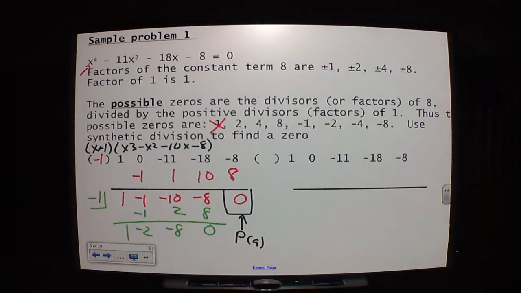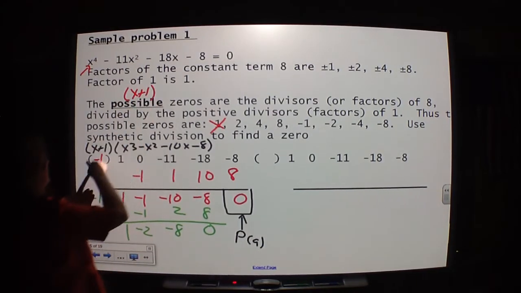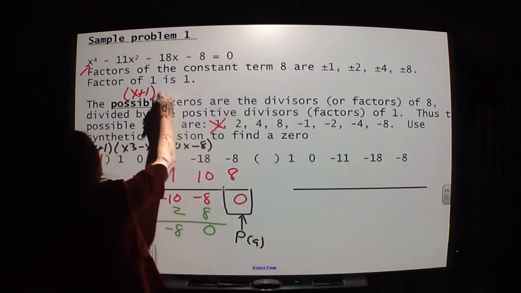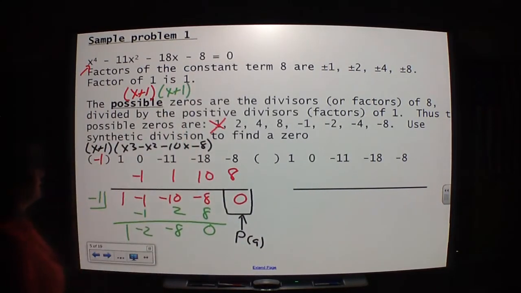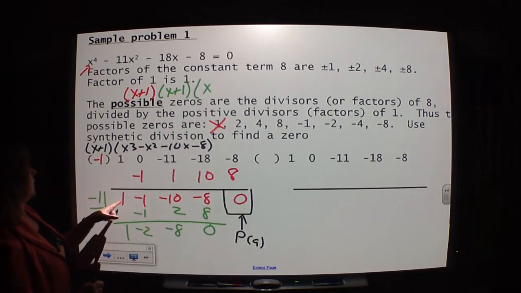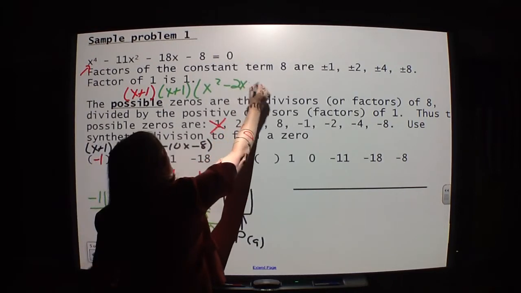So now I know that this factors into an x plus 1 and an x plus 1. And also, this was an x cubed, remember? So now I'm down to x squared. So x squared minus 2x minus 8.